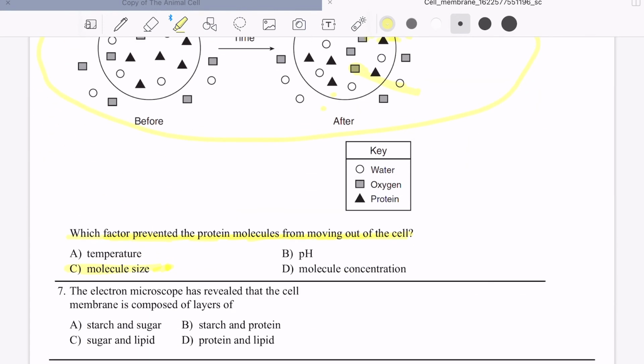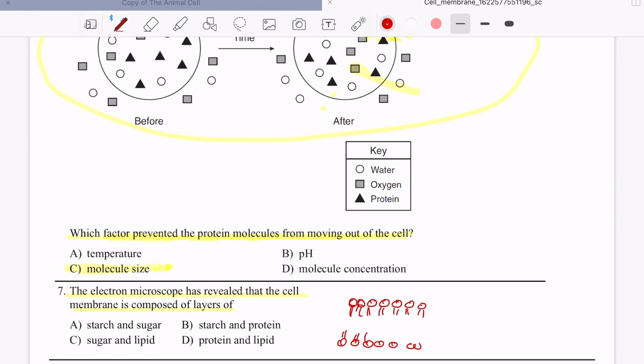Okay, let's do number 7. The electron microscope has revealed that the cell membrane is composed of layers of... So this is asking about what the layers are made up of. What are the phospholipid bilayers made up of? So they're talking about the cell membrane.